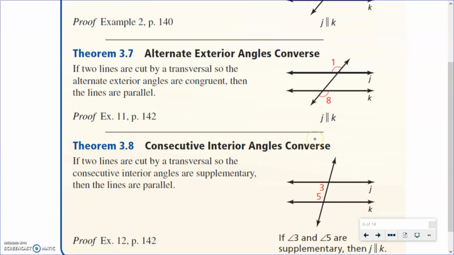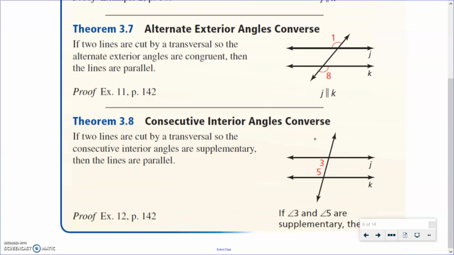And then the same thing goes for consecutive interior angles, or the other thing that we called these, same side interior. They mean the same thing. If they are supplementary, so alternate interior and alternate exterior are congruent, consecutive interior angles have to be supplementary. So when you add them together, 180 degrees.